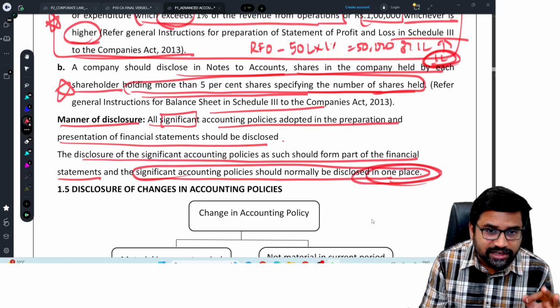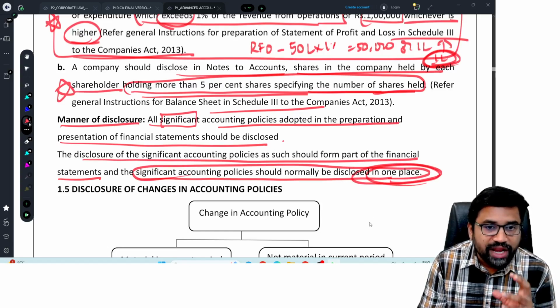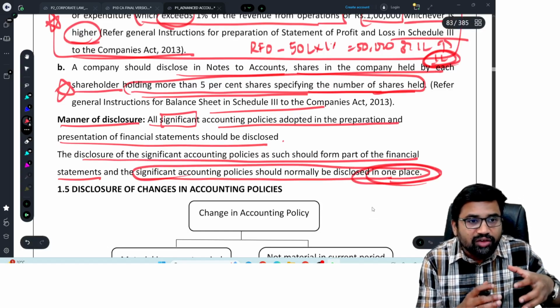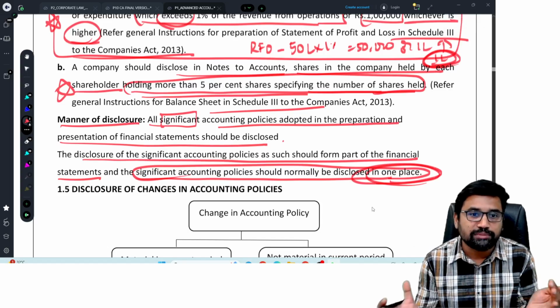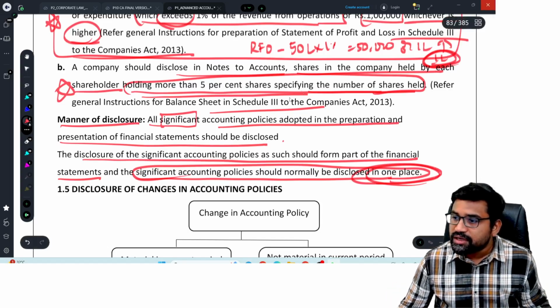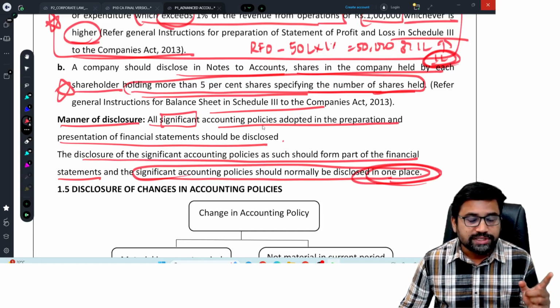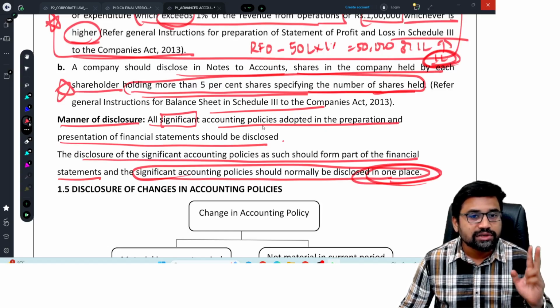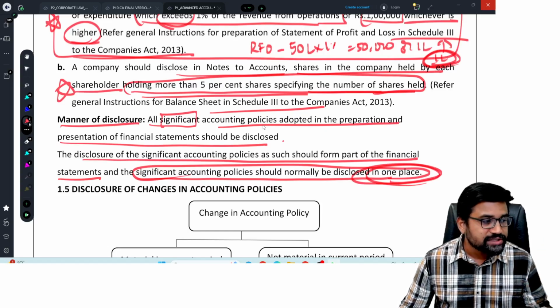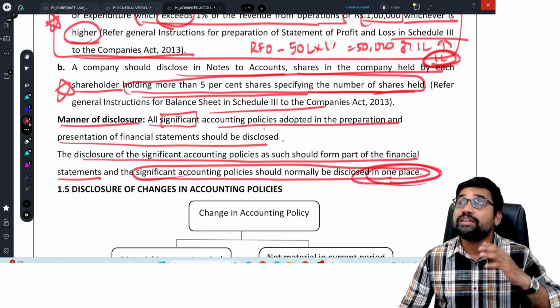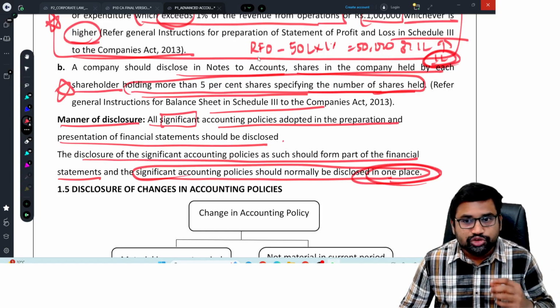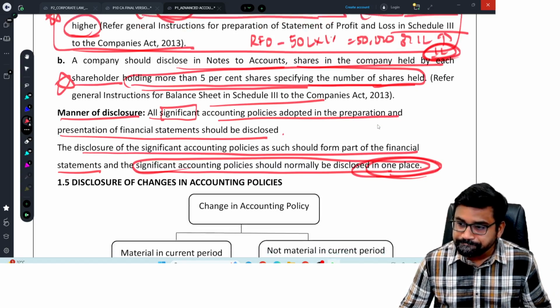The significant accounting policies should normally be disclosed in one place. They should not be scattered throughout the financial statements. All significant accounting policies should be grouped in one place. So this is the manner of disclosure of accounting policies. Two points you have to remember. First point, all significant accounting policies should be disclosed and should be part of the financial statements. Second point, the significant accounting policies should be disclosed at one place.